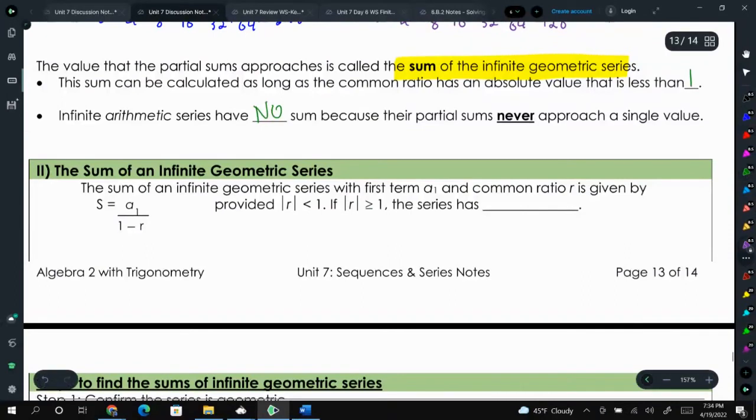To find out the infinite sum, we would use this formula, and I'm going to be giving you that formula as well. Again, that's only true if the absolute value of R, our rate, our common ratio, is less than 1. If the absolute value of R is bigger than 1, then the series has no sum.